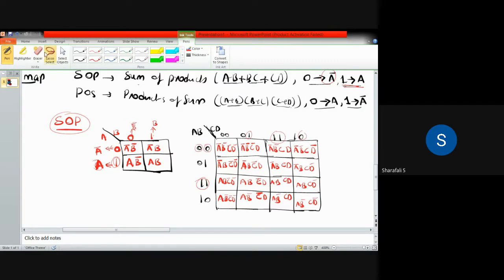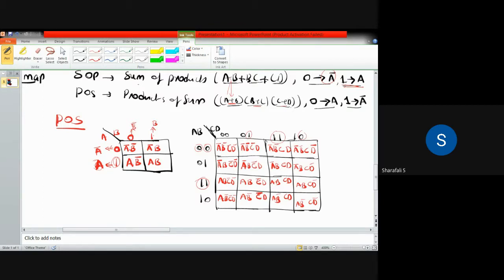Now, if you consider POS form, in POS form, if we consider the same scenario, we will be replacing that dot product with a plus, or product of sums, as you can see from here, that is the products of sums, A plus B, B plus C, like that. So this dot is converted into plus here.